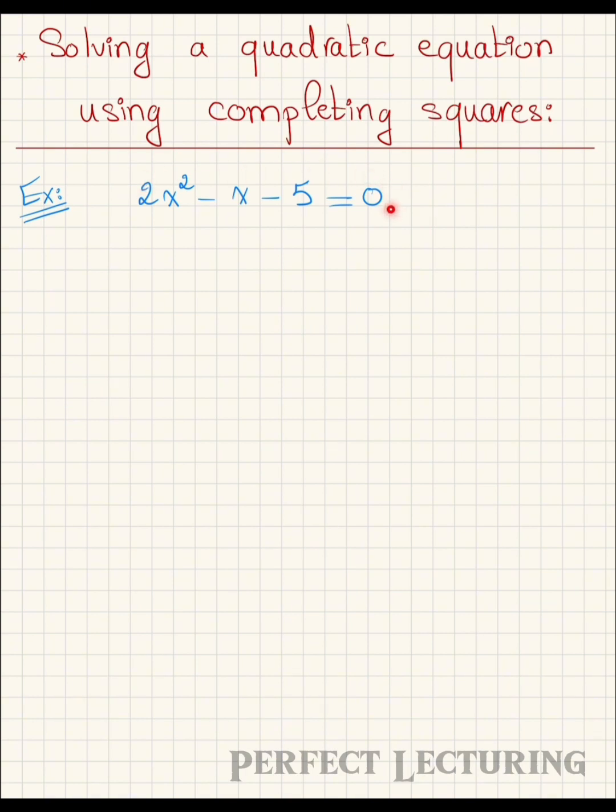For this example, we have 2x squared minus x minus 5. Step number 1, the leading coefficient must always be 1. If it is not 1, then I must divide the entire equation by the given leading coefficient, which means I must divide the entire equation by 2, which gives x squared minus half x minus 5 over 2 is equal to 0. Step number 2, I move the constant term to the right. The third step is the step of completing the squares.